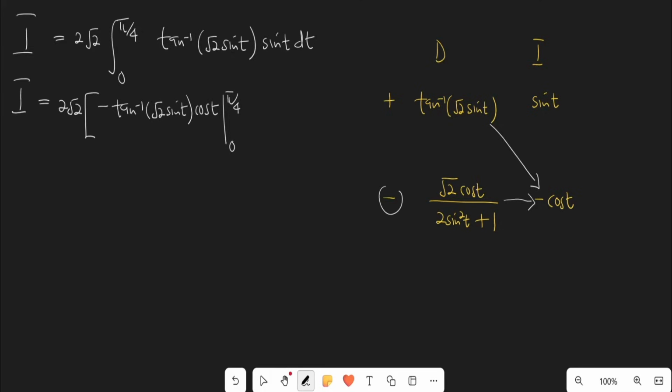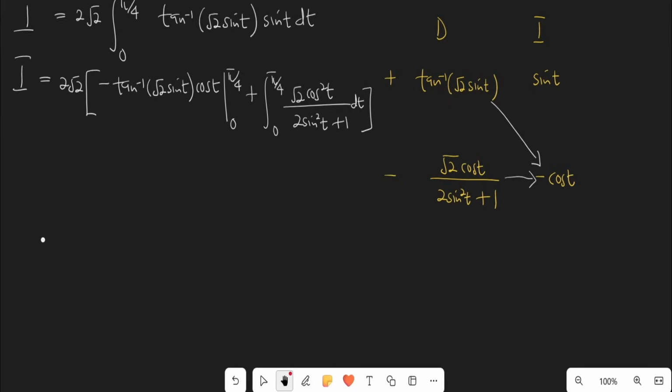And now multiplying terms horizontally, we have to take the integral, but it's positive because of these two negative signs. Alright, so we have the integral from 0 to pi over 4. Now let's multiply them. That is going to be the square root of 2 times the cosine square of t, divided by 2 times the sine square of t plus 1, and then dt. All of this is multiplied by 2 square root of 2 in front.